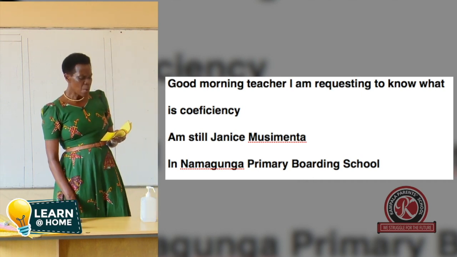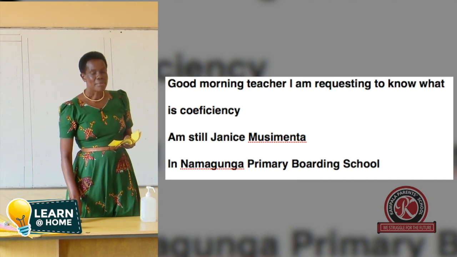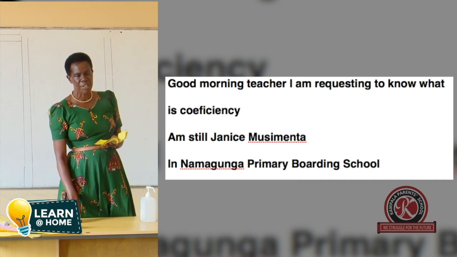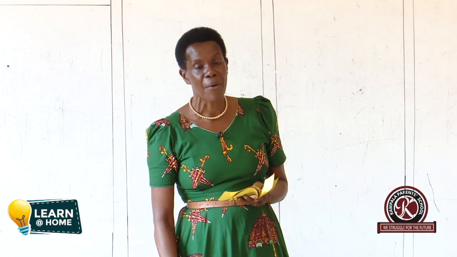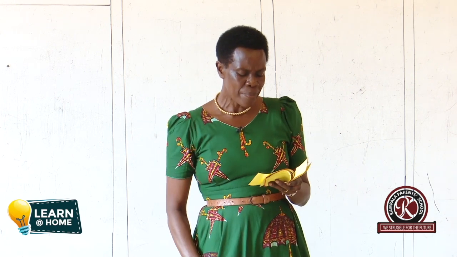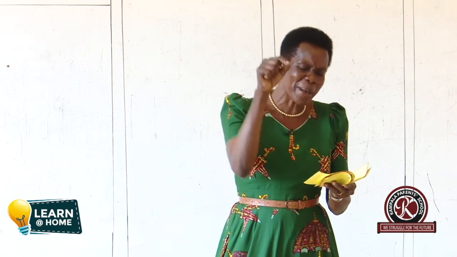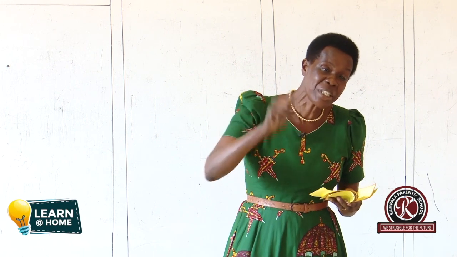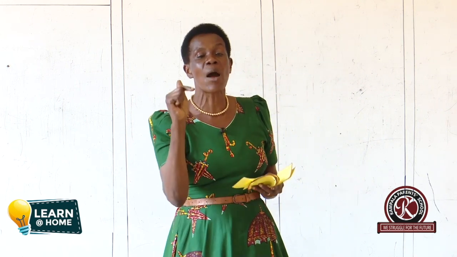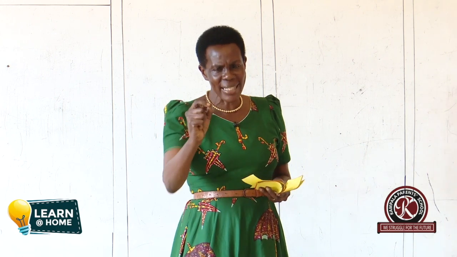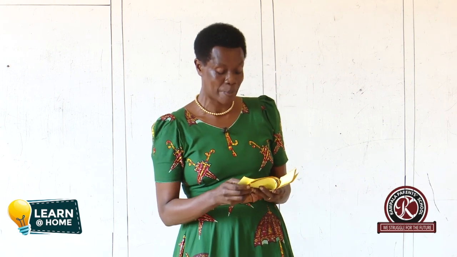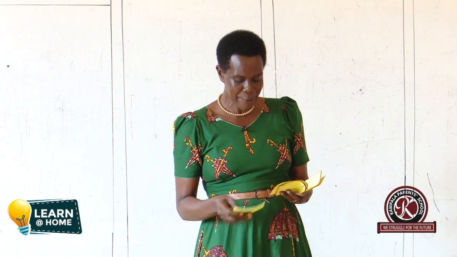There is Musimenta Namagonga. Mrs. Okwi, what is coefficiency? Musimenta, I did not say coefficiency. I said the coefficient of something. And the word coefficient is a number which is placed before a quantity. For example, if I have 3x, the coefficient of x is 3. That is what I mean. And it multiplies. That is Musimenta.